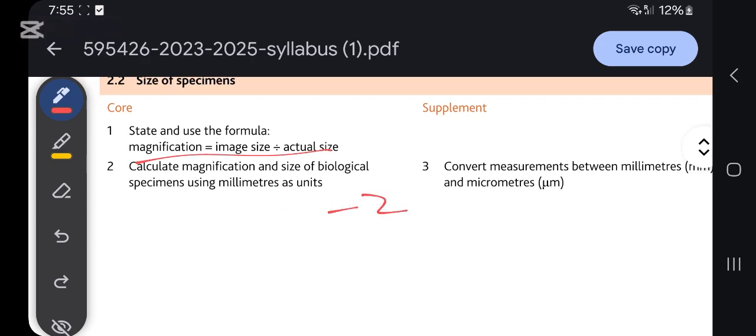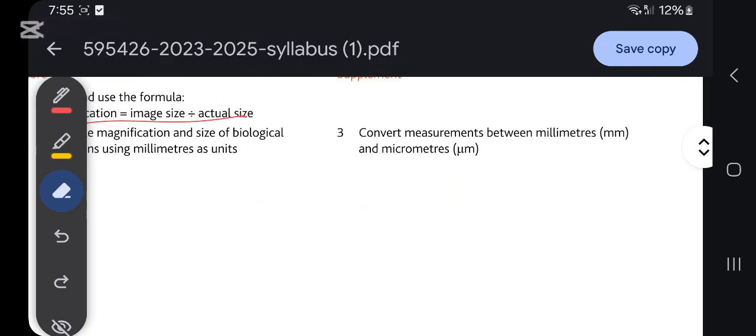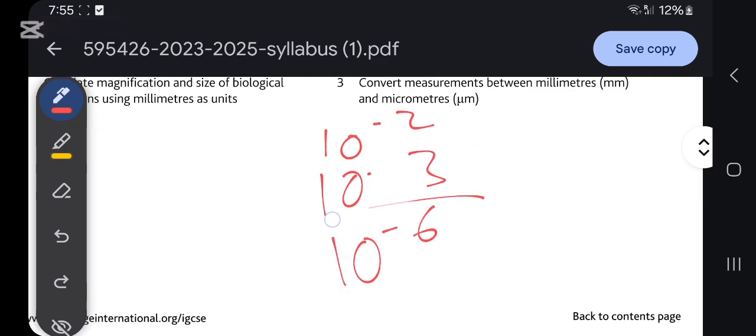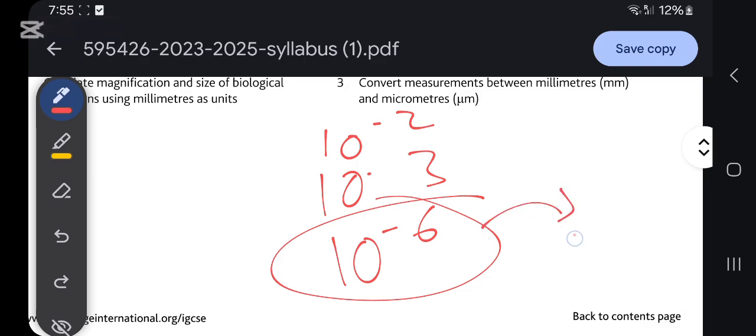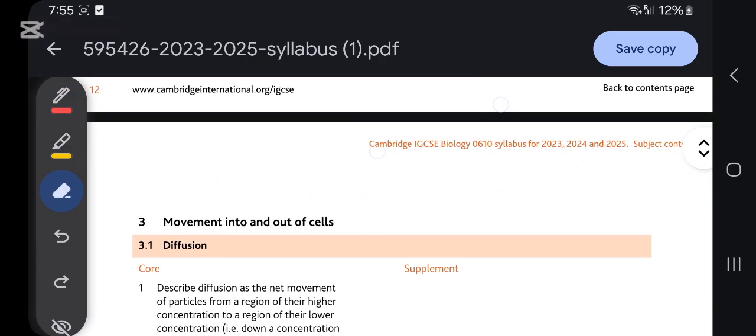Okay, centi is 10 to the power of minus 2, then milli, micro, nano. You've all studied physics, so you must know this. Anyway, if you have to convert between millimeters and micrometers, remember centi, milli, micro. Use 10 to the power of minus 6 for micrometers to convert to meters, and 10 to the power of minus 3 for millimeters to convert to meters. Okay, next, fast.